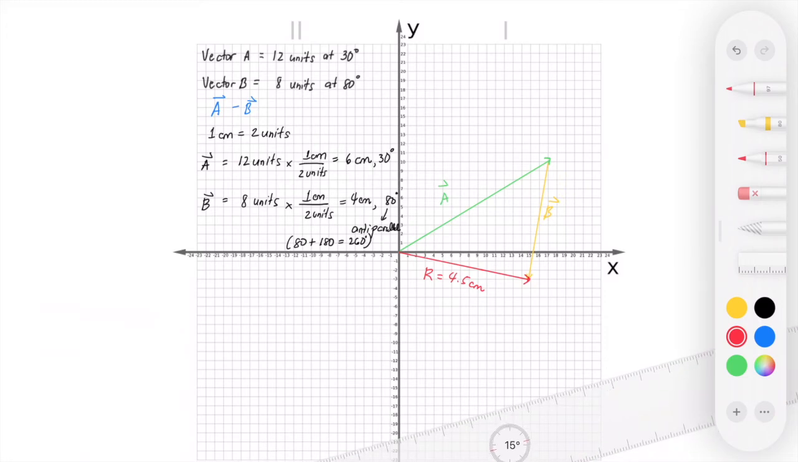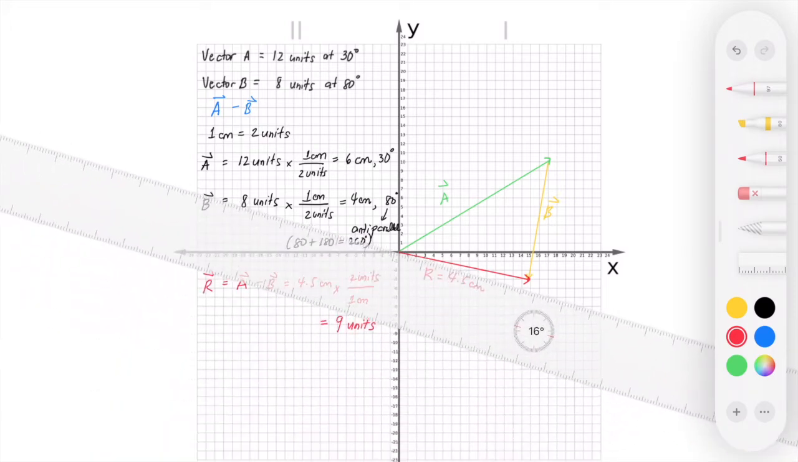Now let's try to calculate here. The resultant vector, which is vector A minus the vector B, that would be 4.5 centimeter. And again, for every 1 centimeter, that would be 2 units, and 4.5 times 2, that is going to be 9 units of the vector.